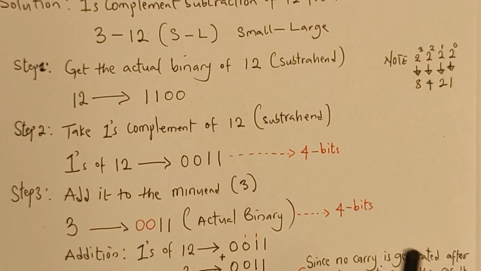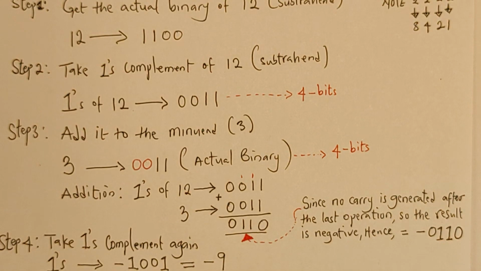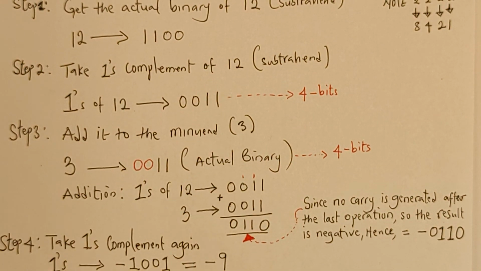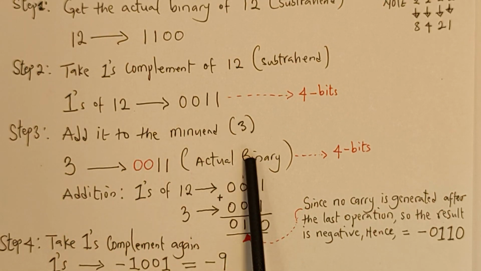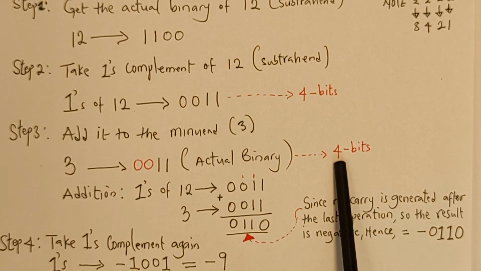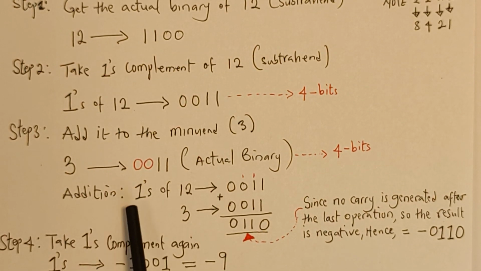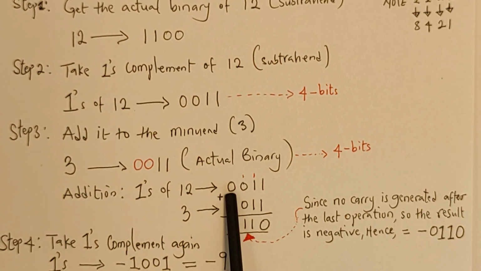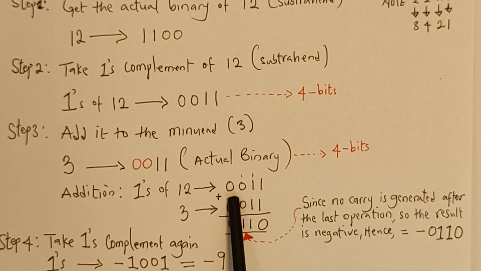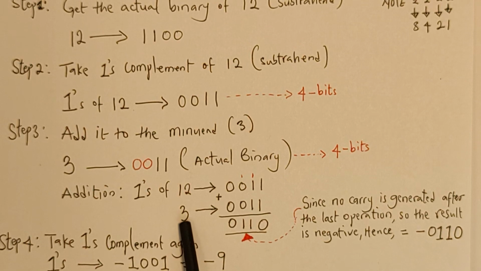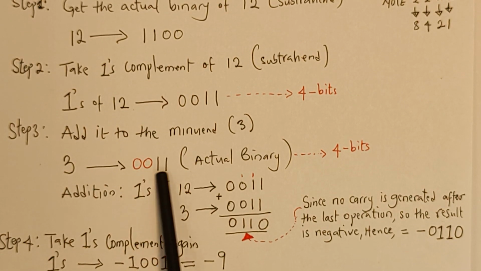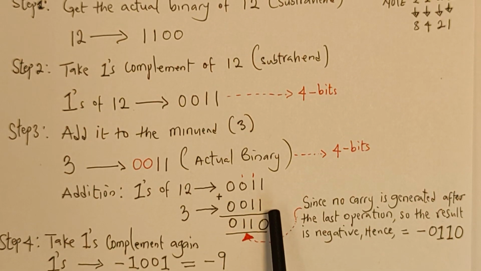Now, since we've been able to do that, the next thing we need to do is carry out the subtraction operation. We've gotten the actual binary of 3 and matched it up to 4 bits. The 1's complement of 12, we know, is 0 0 1 1. Take note. Then let's add it to the subtrahend, whose actual binary is 0 0 1 1, which is this.